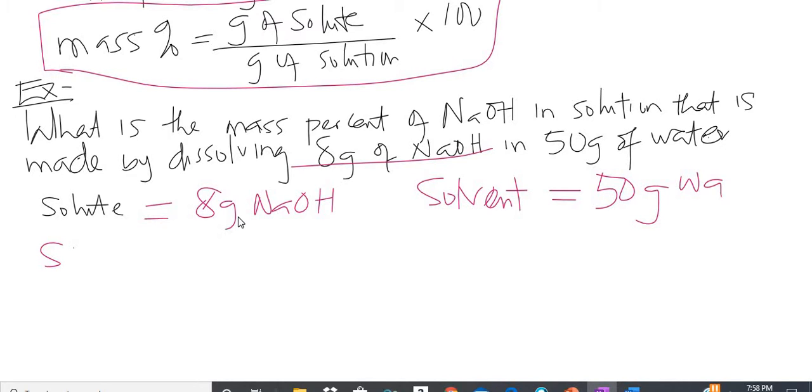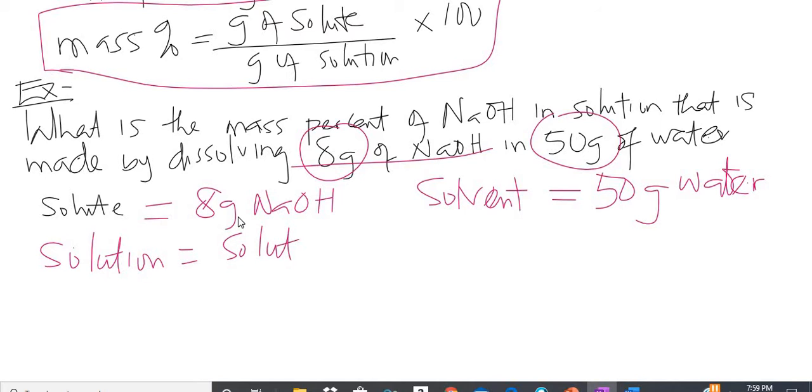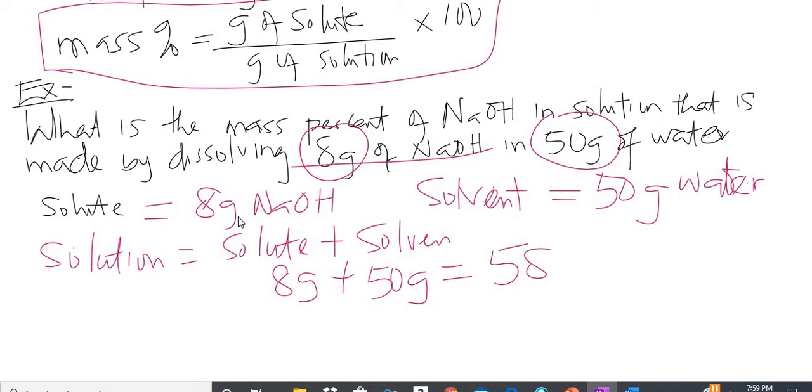Based on our explanation for solute and solvent, we say solute is usually present in the least amount. This is 8, and the solvent is present in the most amount. We know that solution is solute plus solvent. So it's going to be 8 grams plus 50 grams, which is going to give us 58 grams of solution.